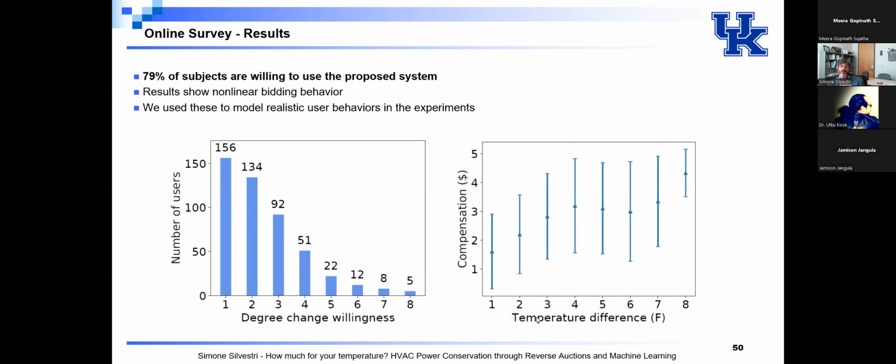At the same time, how much would they like to be paid to achieve a certain degree change? And also this is not linear. Of course, it increases, like if you want a bigger degree change, you want a higher payment. But also you can tell that there is a lot of variability. So users really have different opinions about what is best and how much they would like to participate in this system.